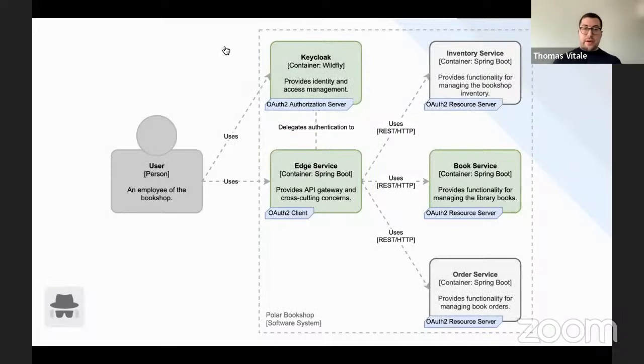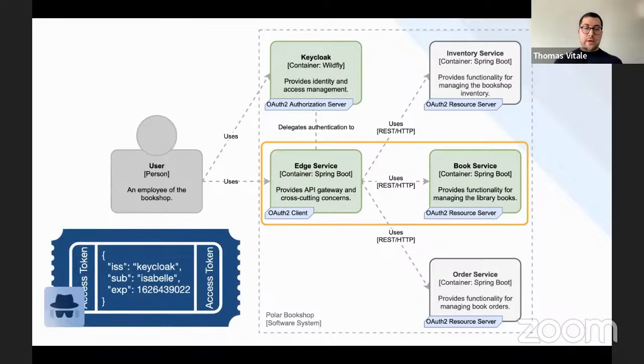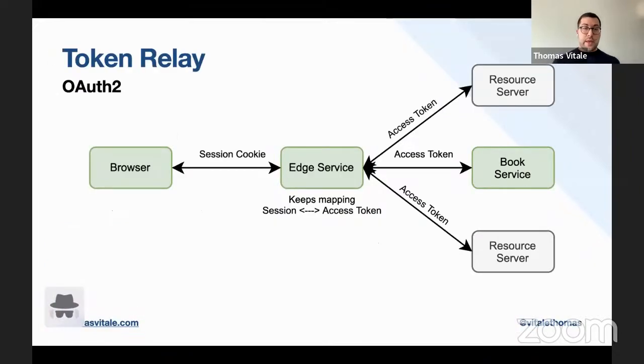So we have now handled also the authorization part, authorization in terms of having Edge service being authorized to access book service. We are using this access token that is propagated automatically when we have Edge service doing the delegation with Keycloak for the authentication step. We talked about the token relay process. So as you can see here, we have Edge service that has to store the mapping between the session cookie that is shared with the browser and the access token.